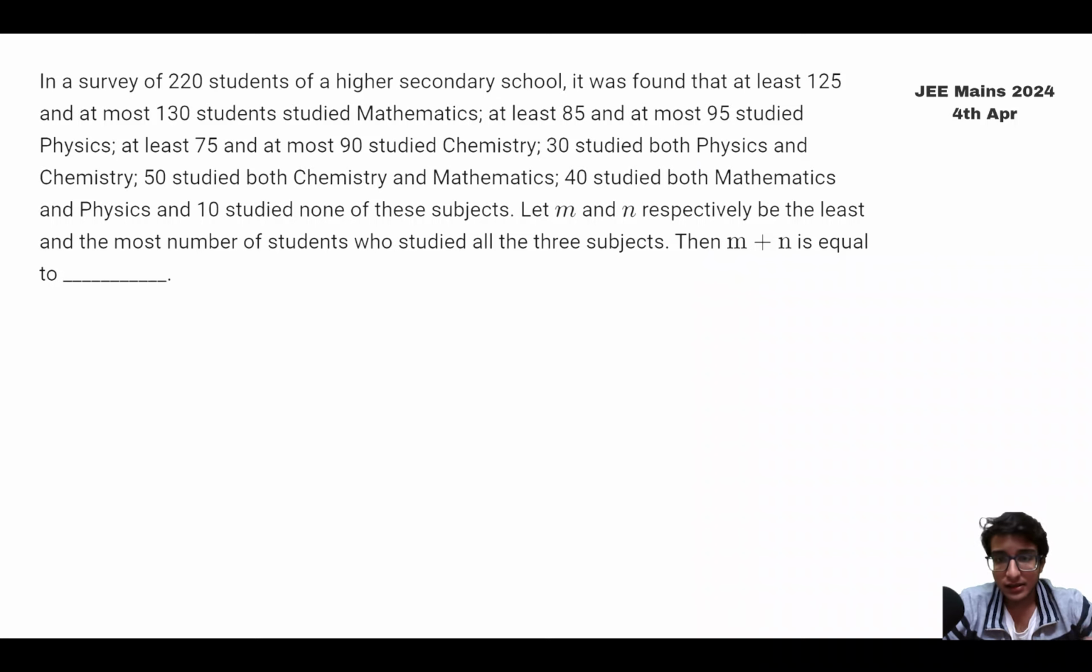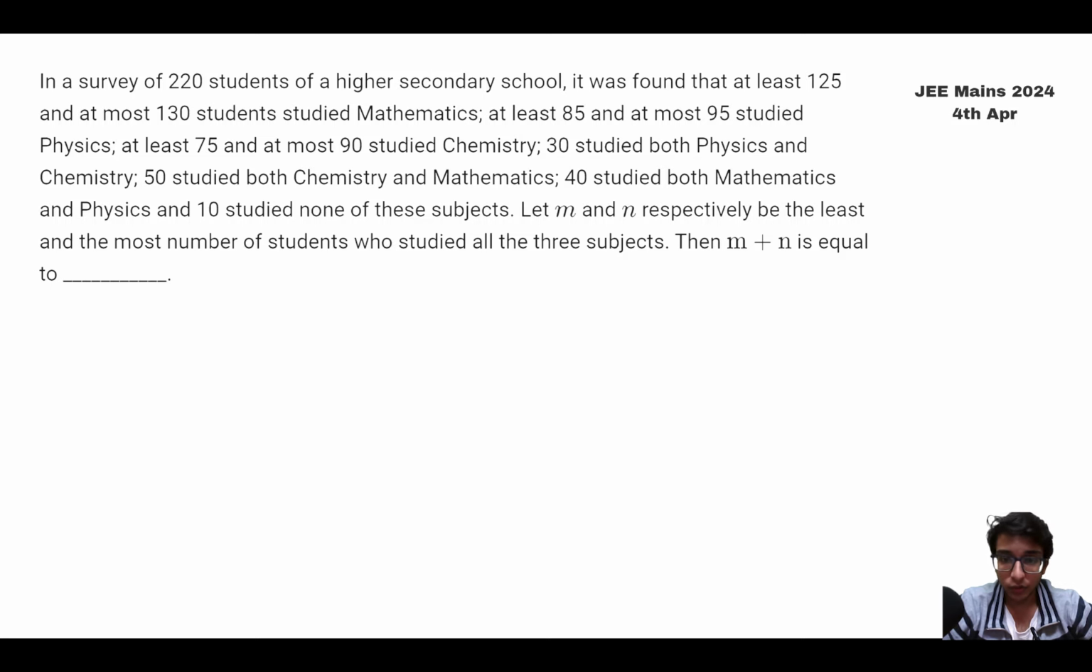So by reading just the question, you must have understood that there must have been some students who would have studied all three subjects, chemistry, physics, and maths. However, they haven't given us that number. It is, of course, included in 30, 50, and 40, where the students have studied both these subjects. So we need to find that out.